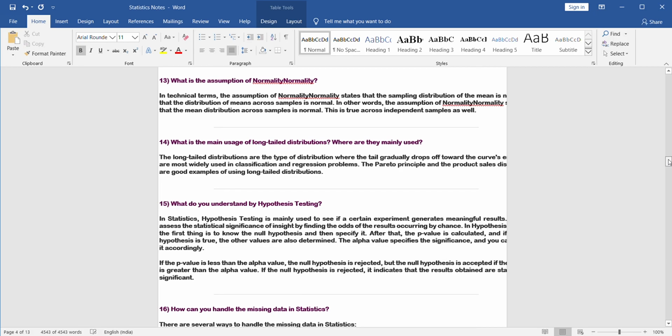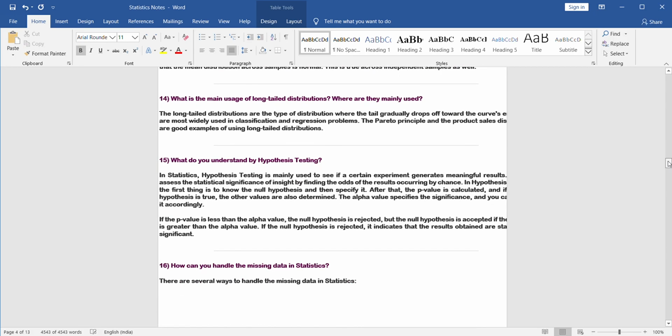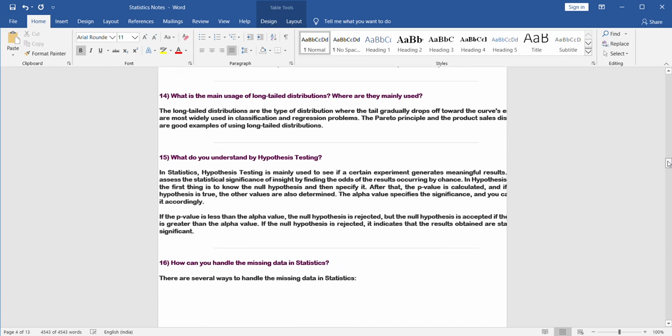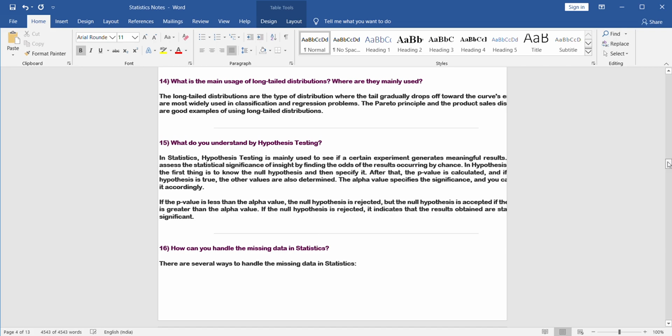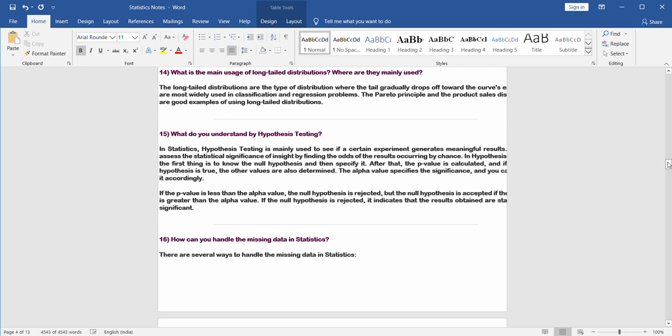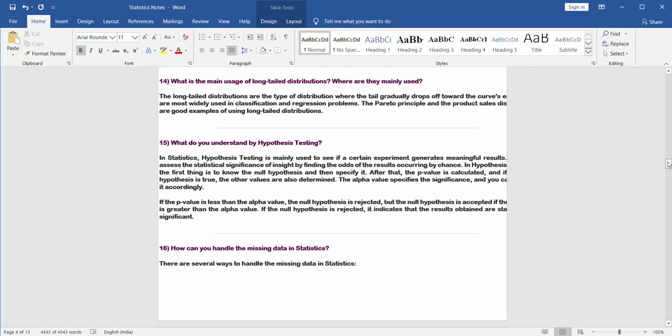What is the main use of long tail distribution? The long tail distribution is a type of distribution where the tail gradually drops off. These curves are most widely used in classification and regression problems. The Pareto principle and product sales distribution are good examples of using long tail distributions.